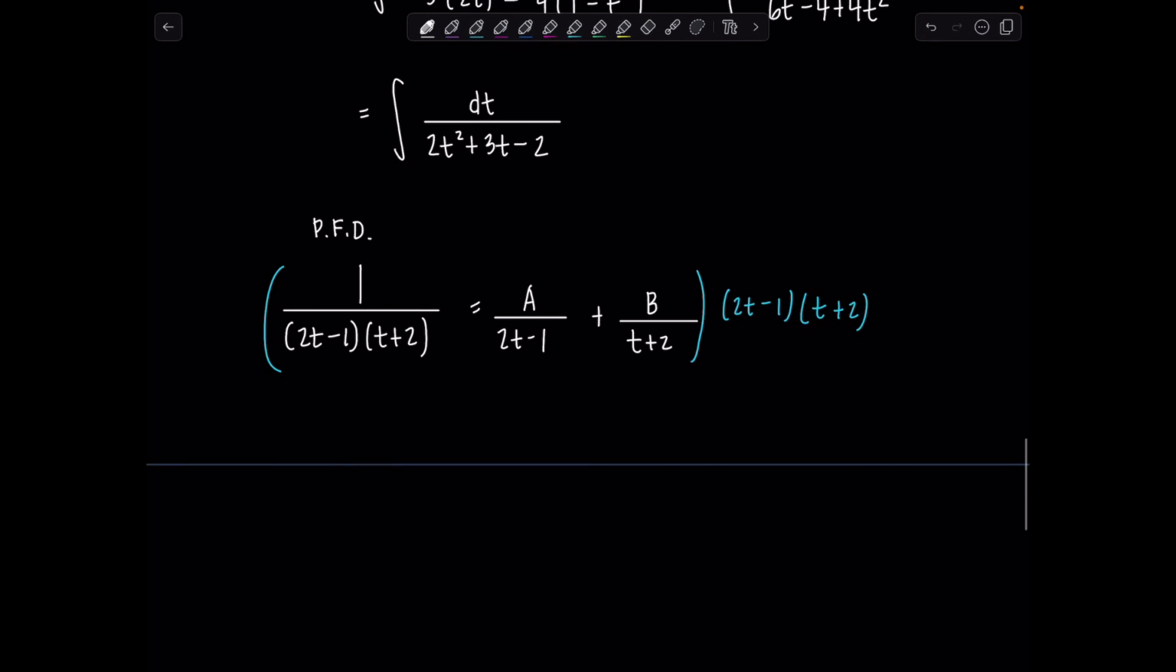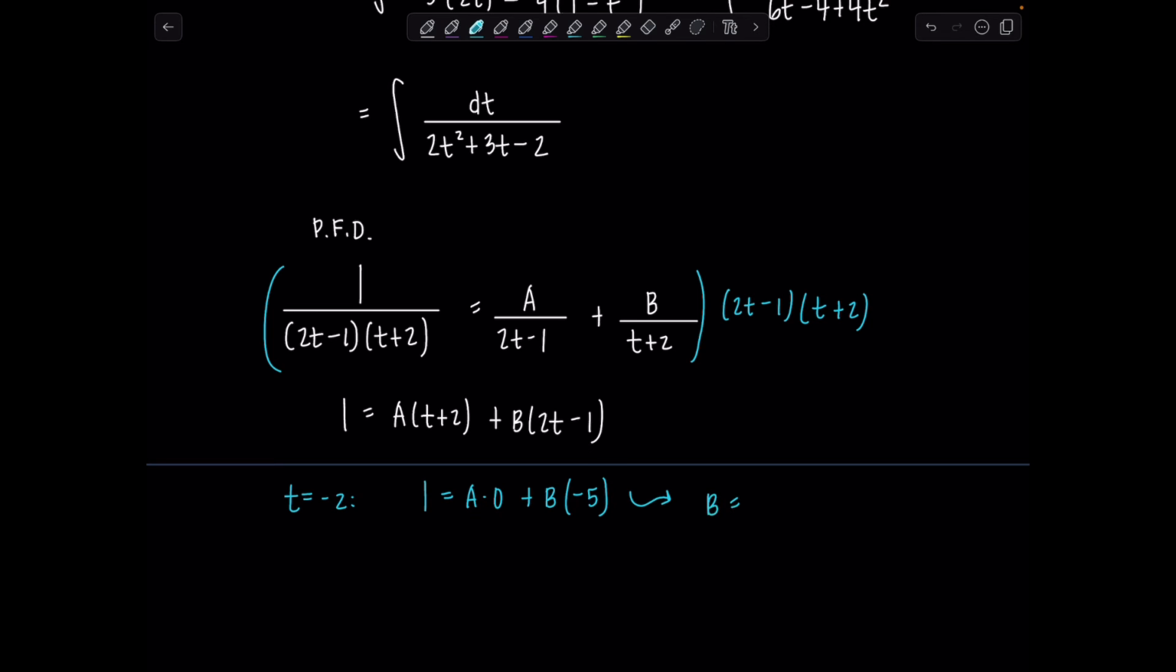And then this is going to give me 1 equals a times t plus 2 plus b times 2t minus 1. And then to solve for the constants a and b, I'm just going to let t equal negative 2 first. So then I have 1 equals a times 0 plus b times negative 5. So I know b is negative 1/5.